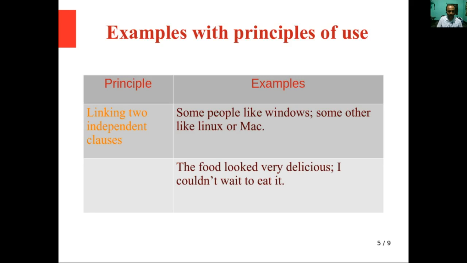The second example, if we take, the food looked very delicious. I couldn't wait to eat it. If we take it very loosely, we can say that the food looked very delicious, and then we can use a full stop here, and I couldn't wait to eat it. But that way of writing it will not make it logically connected. So to mark the logical connection between these 2 independent clauses, we use semicolon here. Okay, let us go on to the next one.